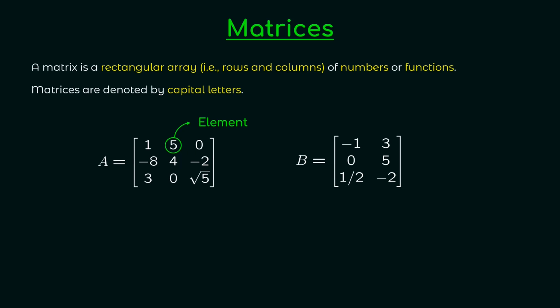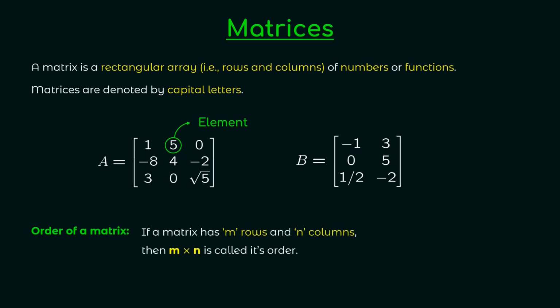And one thing to remember about matrices is the order of a matrix. If a matrix has m rows and n columns, then the order is nothing but m by n. Please note that this is read as m by n and not m into n. Here for example, A has 3 rows and 3 columns, right? So what is its order? It's 3 by 3, right? And we will call A a 3 by 3 matrix.